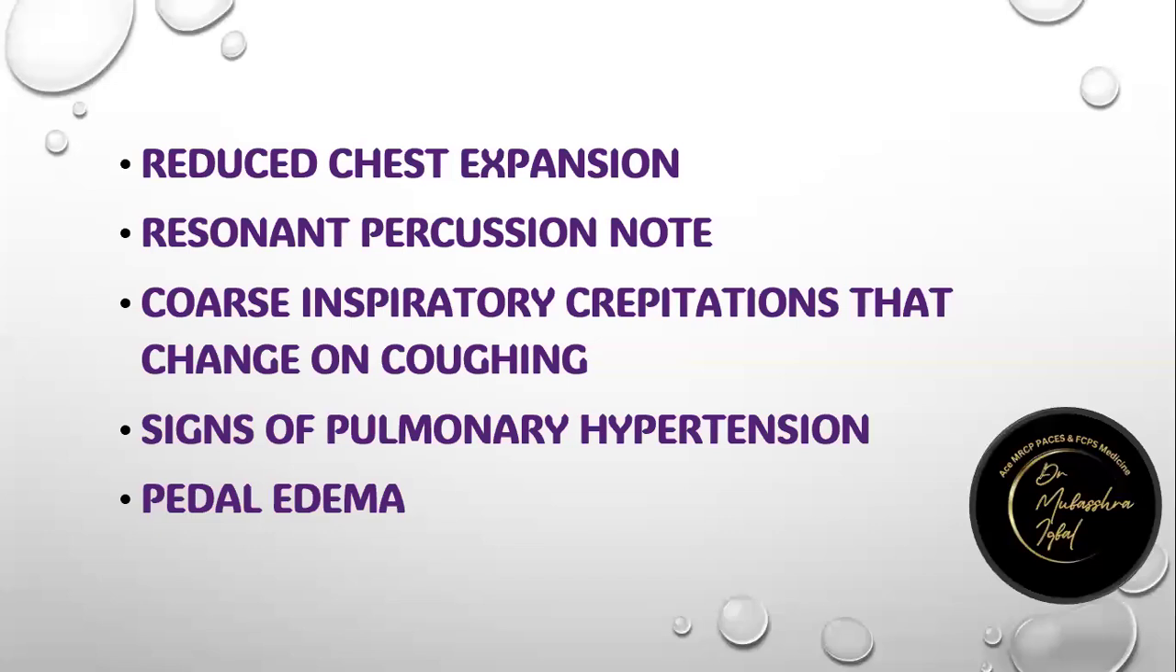And when you are presenting your findings in case of bronchiectasis, you will say: on examination of chest, in the lower part of the chest on both sides there is reduced chest expansion, percussion note is resonant, and there are coarse inspiratory crepitations which change their character on coughing, and vocal resonance is equal, normal, and comparable on both sides. Signs of pulmonary hypertension, if they are present, and pedal edema, if present, you can comment on them and then give your list of differential diagnoses.